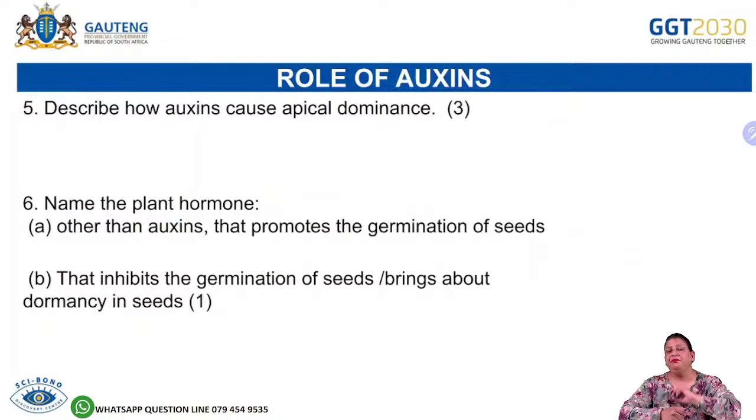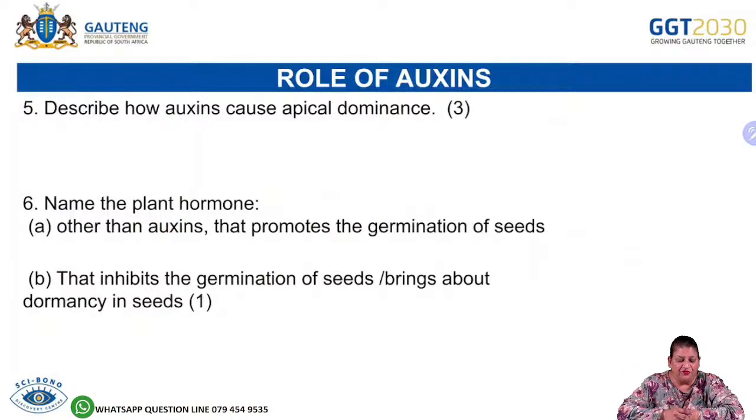Now, apical means apex. Apex means tip. Dominant means that this auxin is dominant at the tip. It dominates. Okay? It's right at the tip. It's at the apex, and it dominates how? It only causes the plant to move upwards. It doesn't allow it to grow sideways and become more bushy.